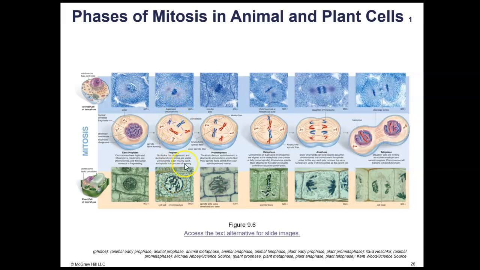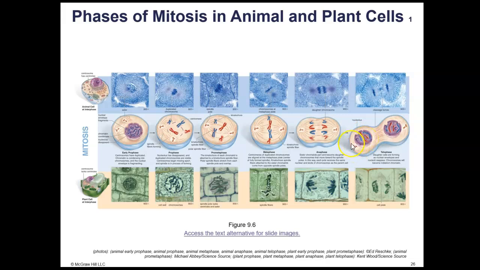Then you move to prometaphase, and the spindle fibers have attached to the kinetochores. In metaphase, the chromosomes have lined up on the metaphase plate. In anaphase, the sister chromatids are separating. And then in telophase, all of the events that happened in prophase are going to be reversed. So you will start to see nuclear envelopes reforming. The nucleolus will reappear. The chromosomes will diffuse back into chromatin.